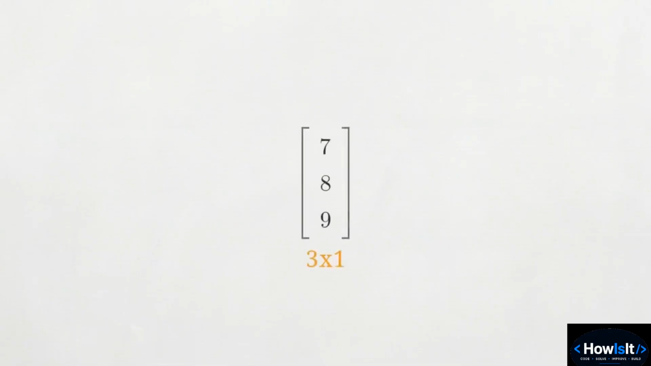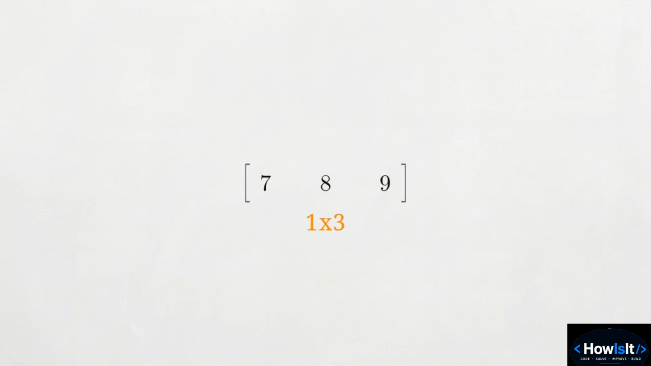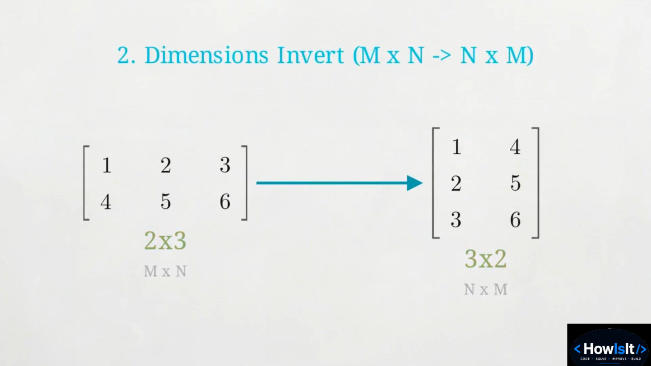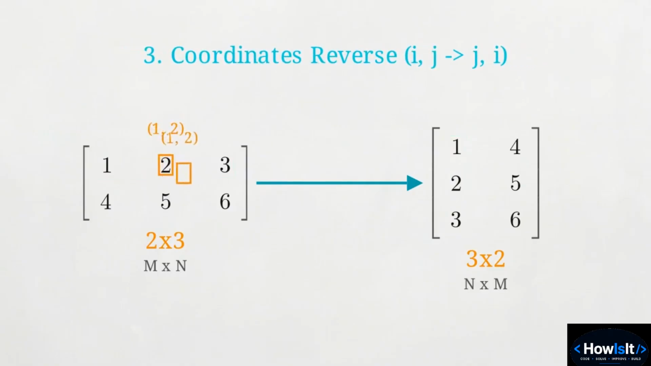Let's check your work. Our single vertical column rotates 90 degrees to lock in as a single horizontal row, giving us a 1 by 3 layout. This shows the first universal law. Horizontal structures convert to vertical structures. Second, dimensions invert. An m by n matrix becomes n by m. Third, coordinates reverse. Element ij moves to ji.